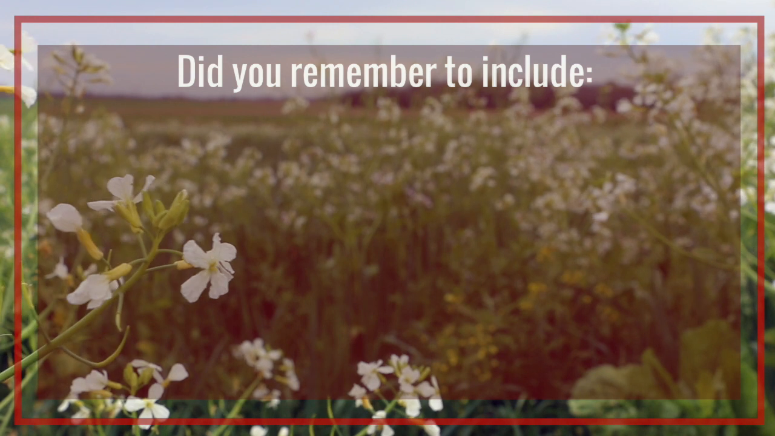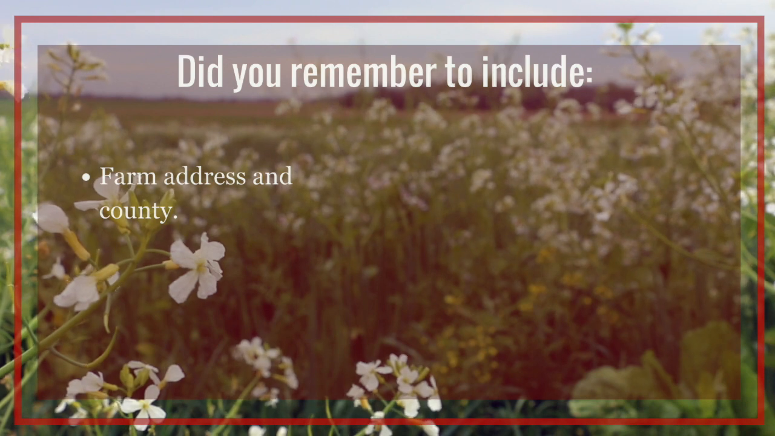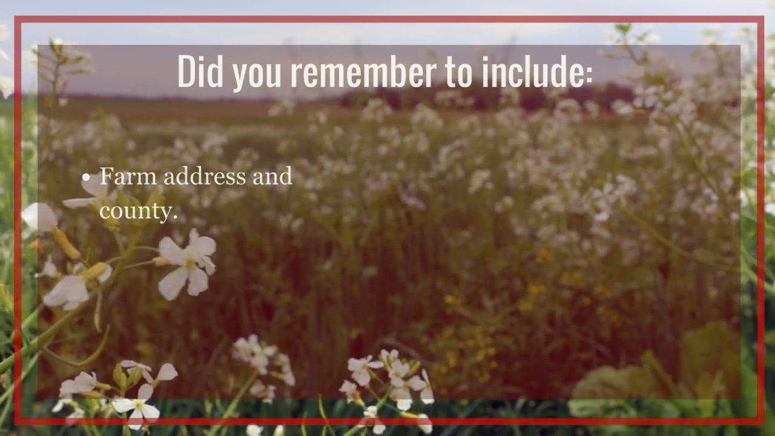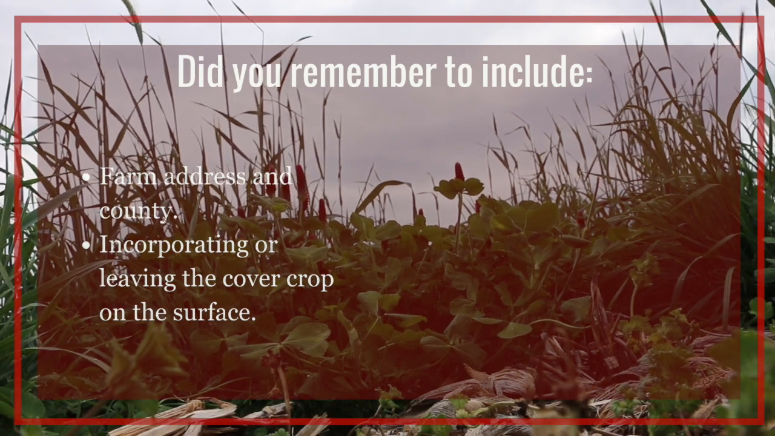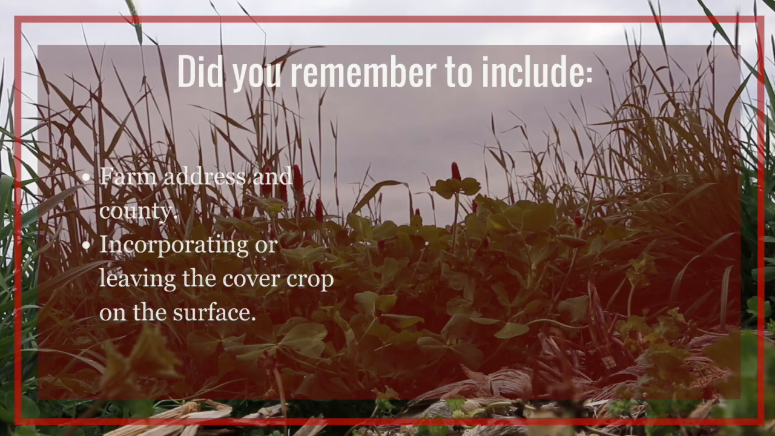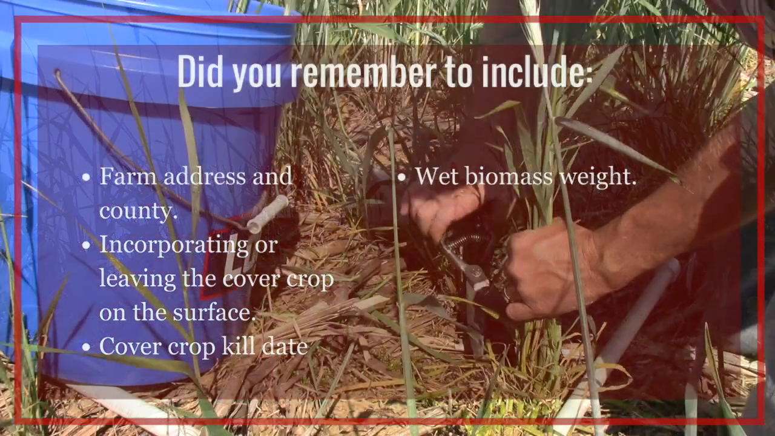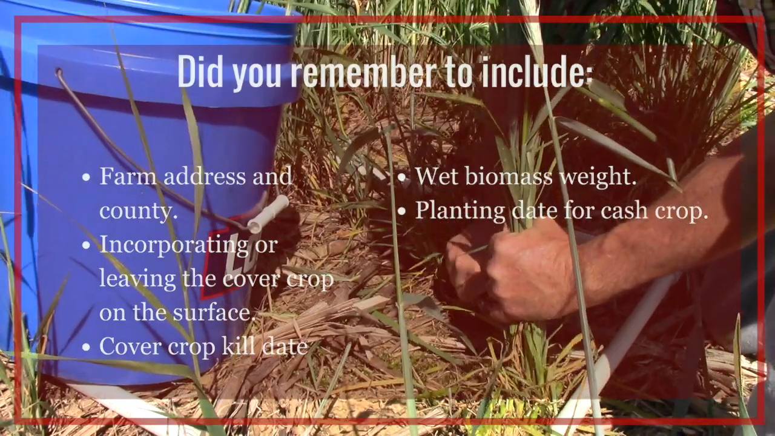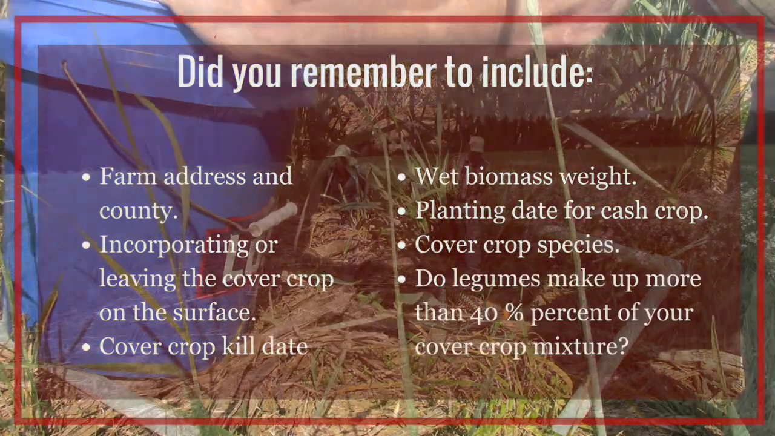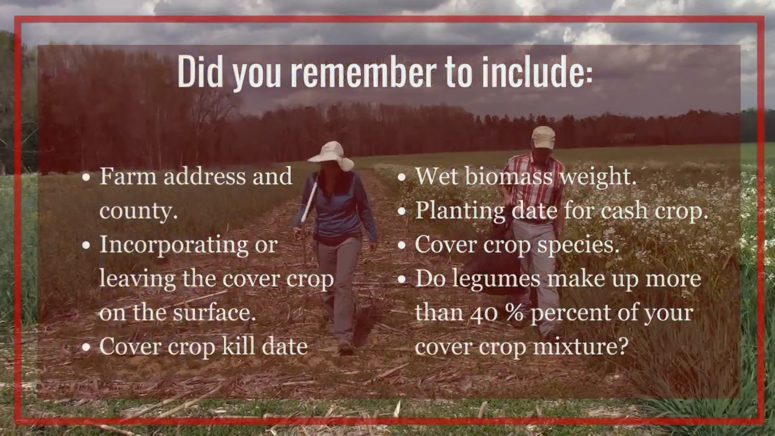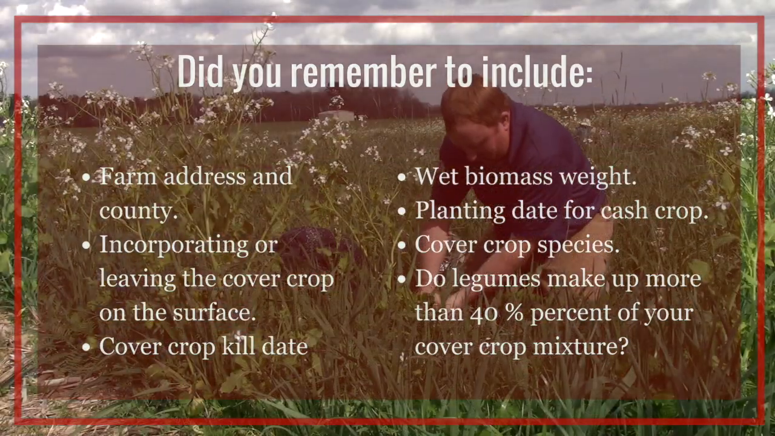Please fill out all information. The farm address and the county submitting the form will be used to pick the nearest weather station to run the calculator. Other critical information is if you will be incorporating the cover crop or leaving it on the surface, the date the cover crop is killed, the wet biomass weight, the planting date for the upcoming cash crop, and the cover crop species that are in your sample. One final thing. Indicate whether legumes are more than 40% of any cover crop mixture that you are sending in.